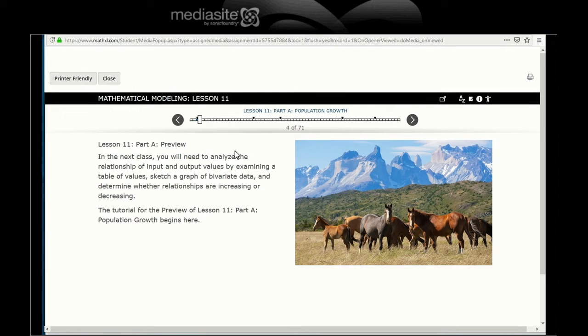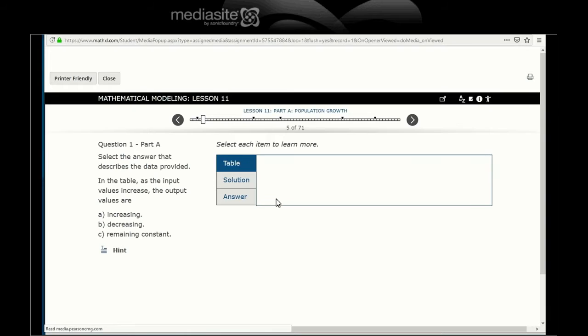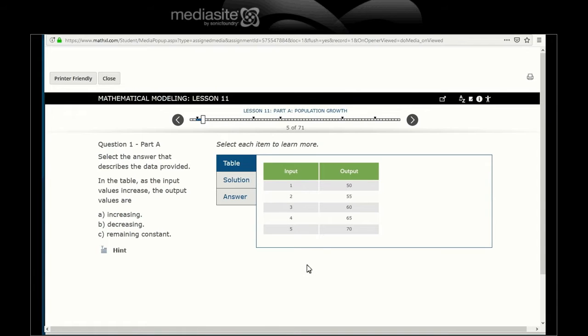In the next class, you will need to analyze the relationship of input and output values by examining a table of values, and sketch a graph of bivariate data and determine whether relationships are increasing or decreasing. The tutorial for the preview of Lesson 11, Part A workbook, population growth begins here. So let's see. Question 1, Part A. Select the answer that describes the data provided. In the table, as the input value increases, the output values are, okay, so let's see.